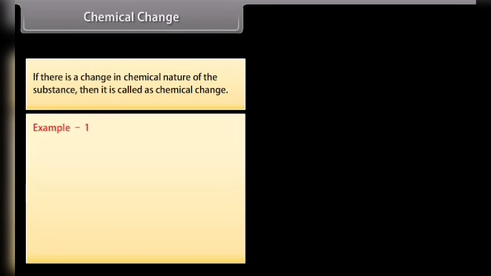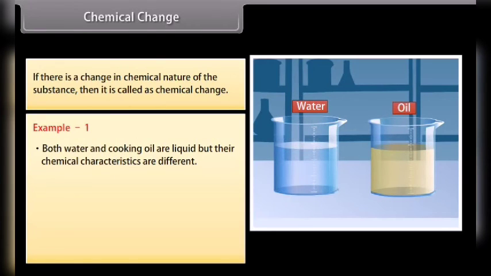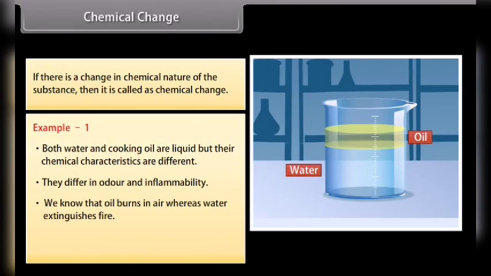Example 1. Both water and cooking oil are liquid, but their chemical characteristics are different. They differ in odor and inflammability. We know that oil burns in air, whereas water extinguishes fire. It is the chemical property of oil that makes it different from water.